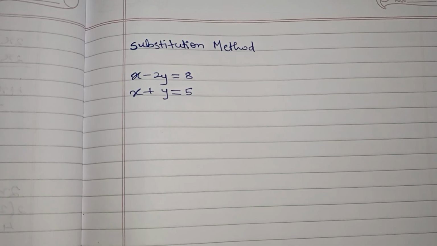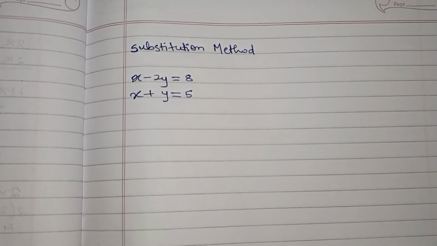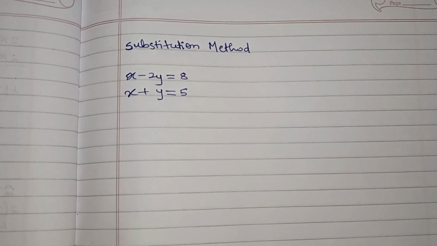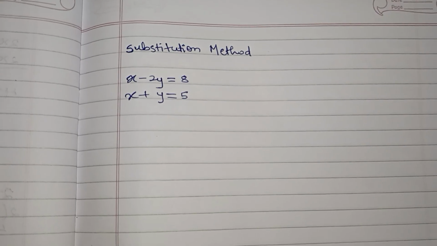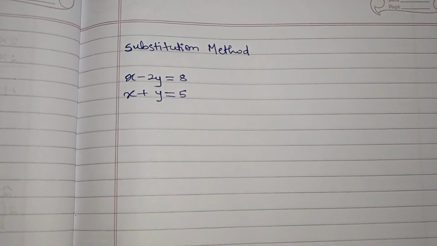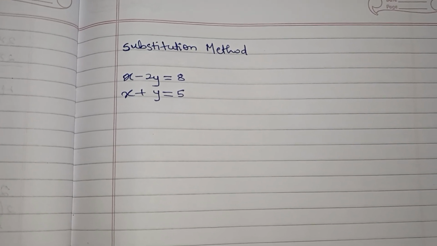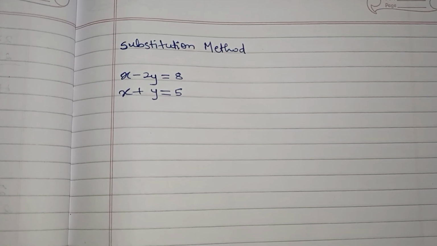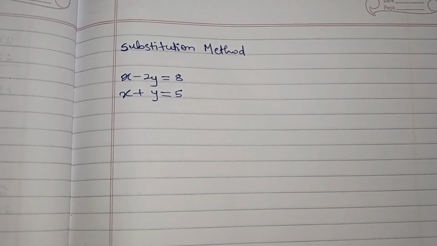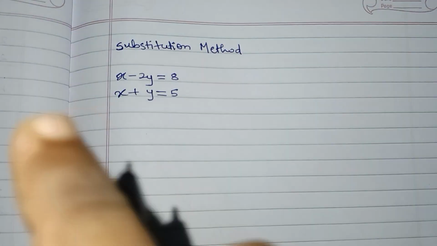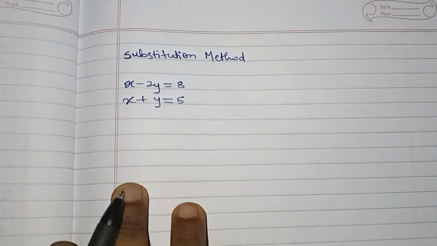So hello guys, today we will learn about a new method, that is the substitution method. The substitution method is a technique used to solve a system of equations, usually two equations with two variables. So I got two equations: x minus 2y is equal to 8 and x plus y is equal to 5.